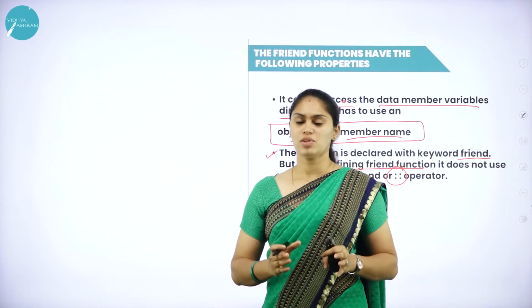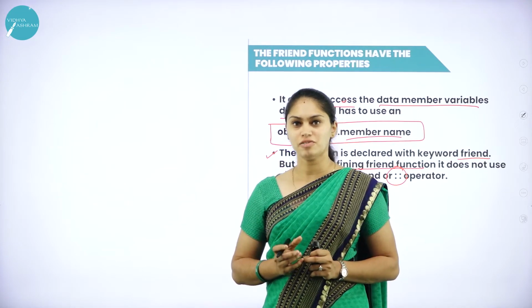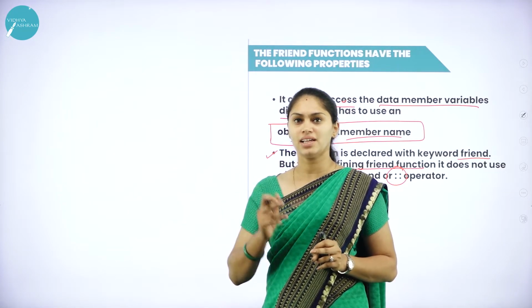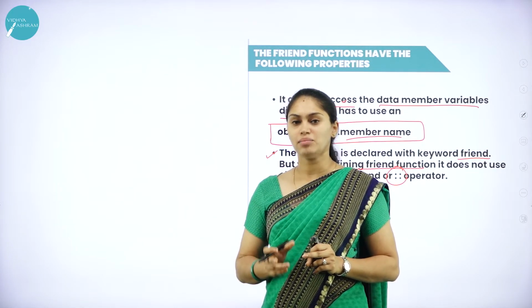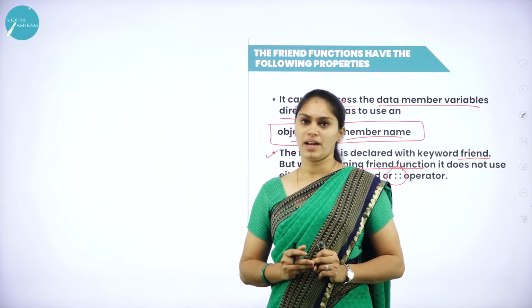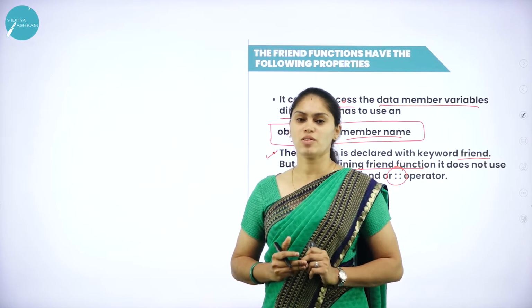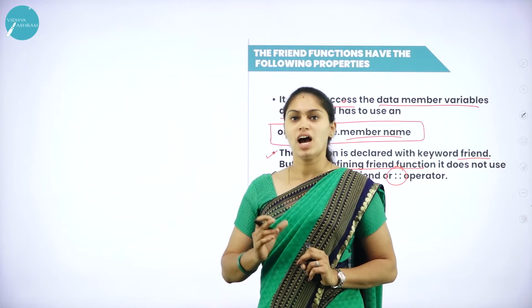When I am declaring the friend function, I can use the friend keyword. But when I am defining that friend function outside the class definition, I should not use any friend keyword or a scope resolution operator. Already you know the usage of the scope resolution operator.